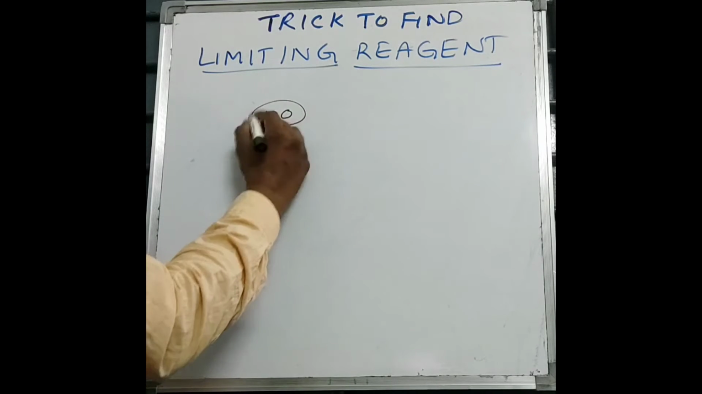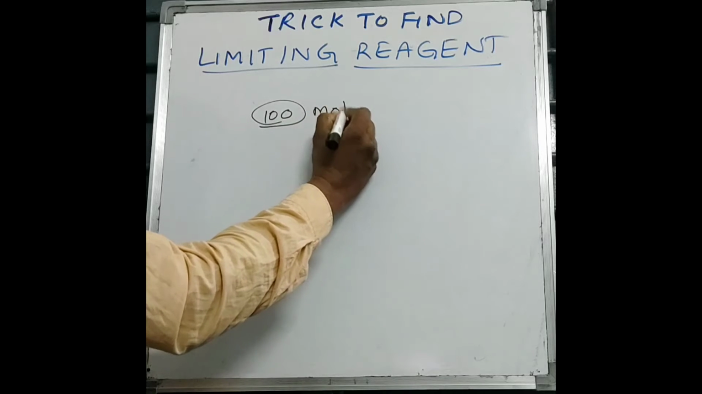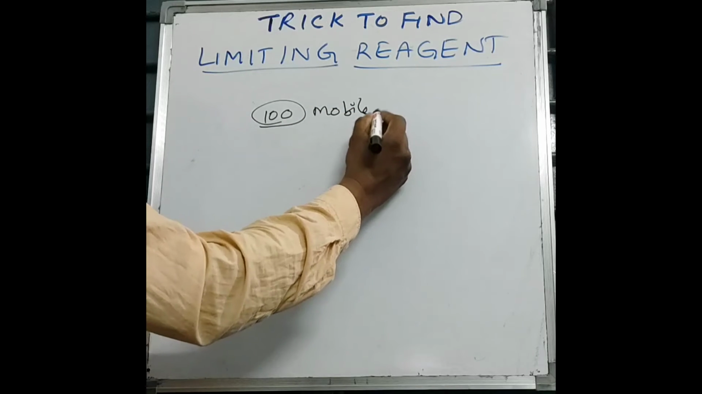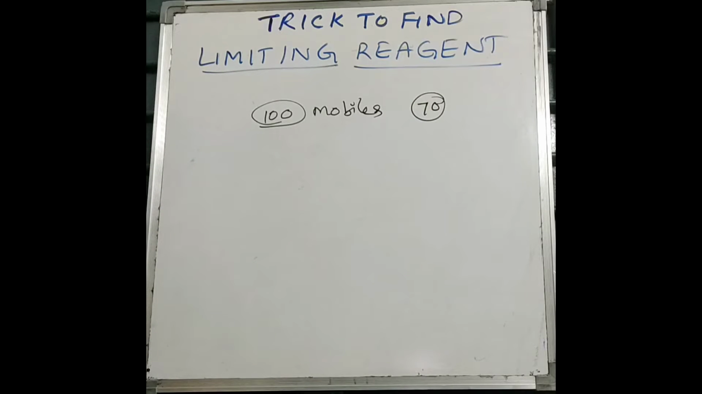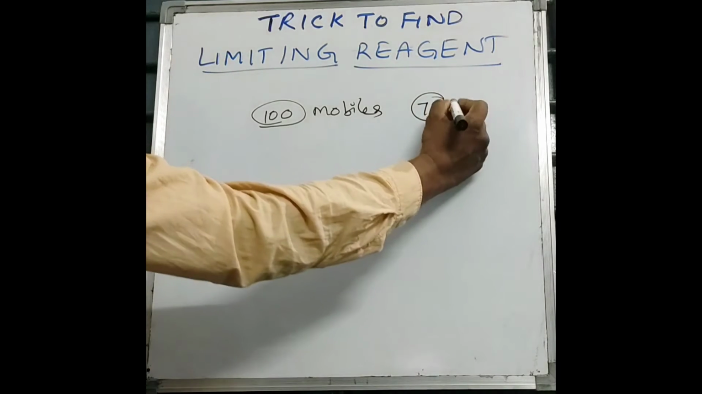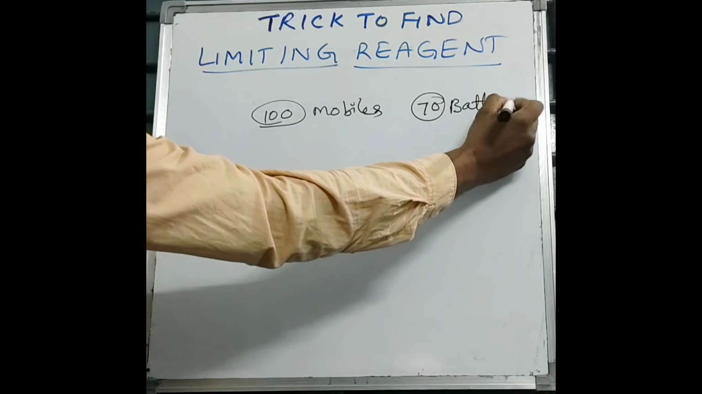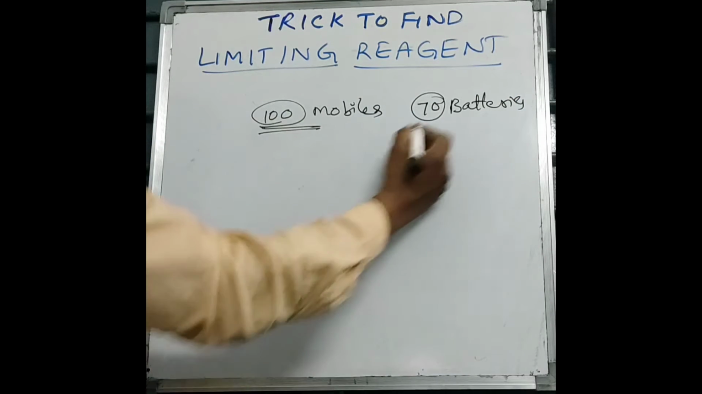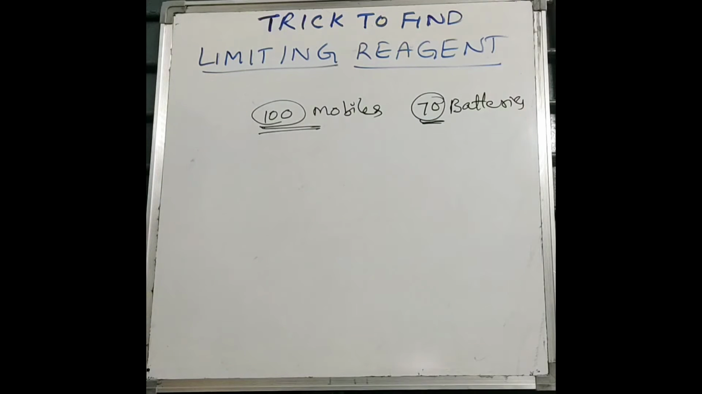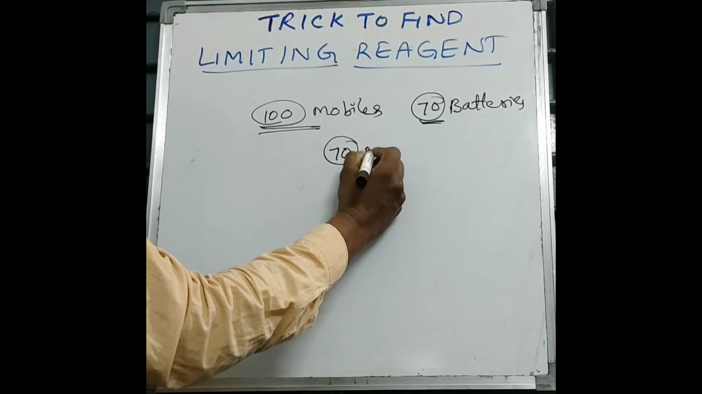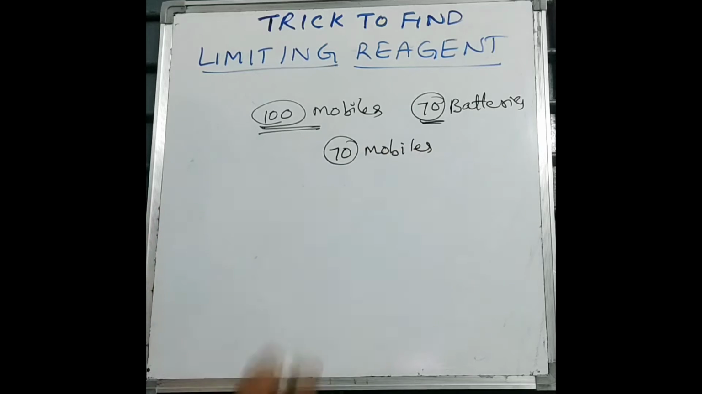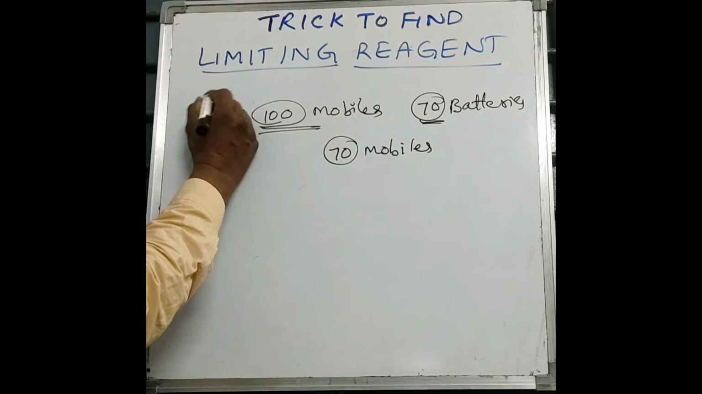100 mobiles are there. These 100 mobiles are without batteries and 70 batteries are there. These are without mobiles. So 70 batteries are there and 100 mobiles are there. That salesman can sell how many mobiles? He can sell 70 mobiles by fixing batteries in those mobiles. So this is, say for example, 1.